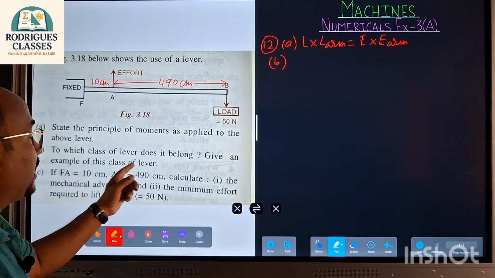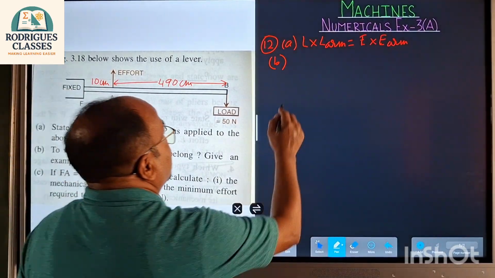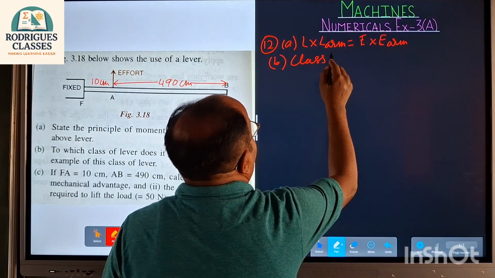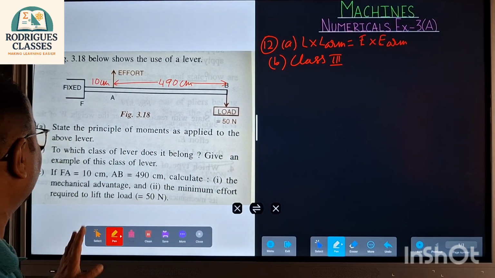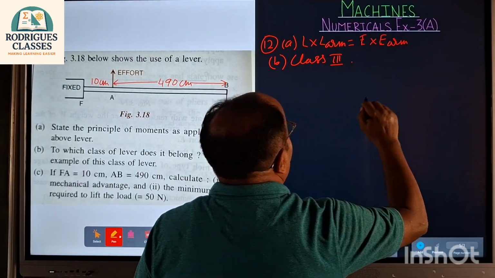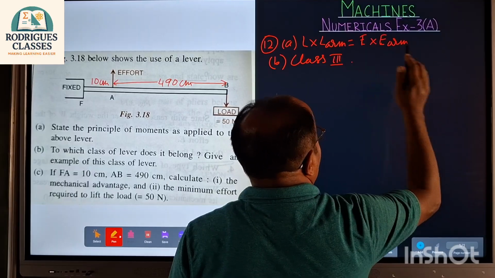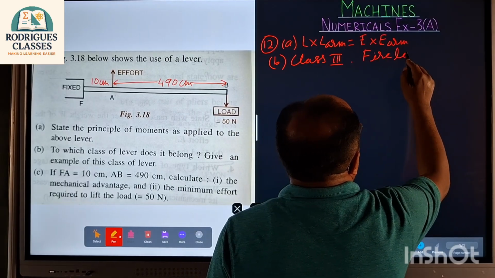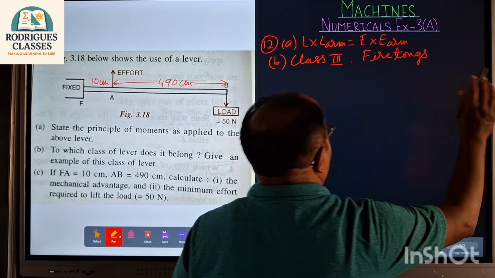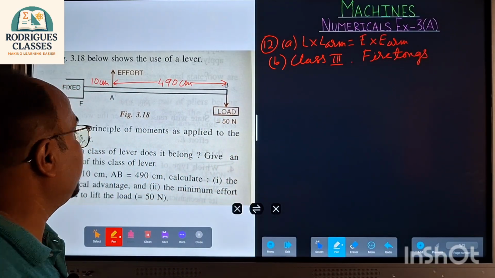B part, asking which class of lever it is. As informed, class 3 lever. We have to write one more example of this. So I can write this example as any one of them. I am writing here fire tongs. Fishing rod could have been written, a spade could have been written.